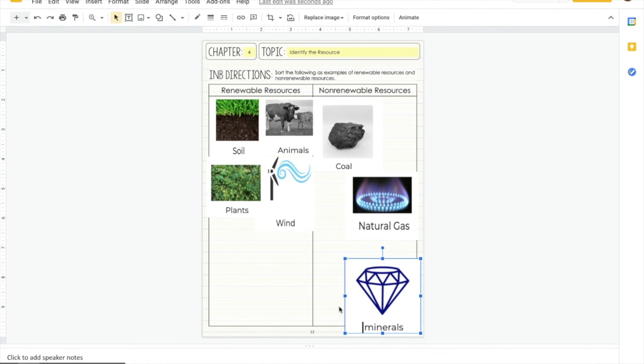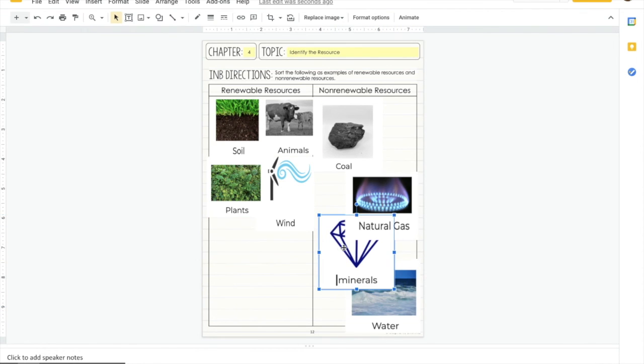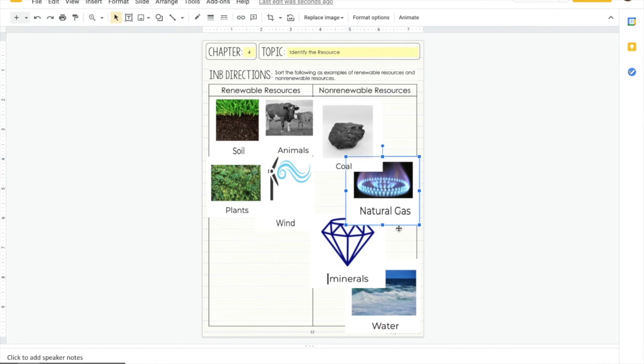Our next resource is minerals. Are minerals like diamond and gold a renewable resource or a non-renewable resource? If you said non-renewable resource, that is correct. Please write minerals on the non-renewable resource side.